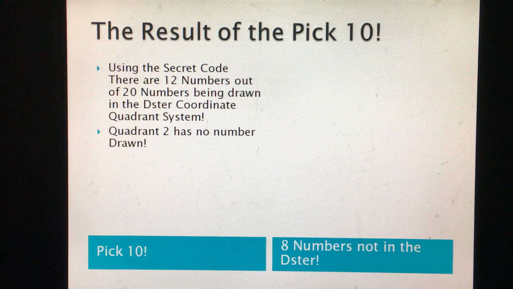And quadrant 2 has no number being drawn. So there we got it. You might want to focus on only 3 quadrants and stop playing 1 quadrant. So it's not that hard. So the effect of using 10 numbers in the Dster for a single draw of 20 numbers is extremely good also.